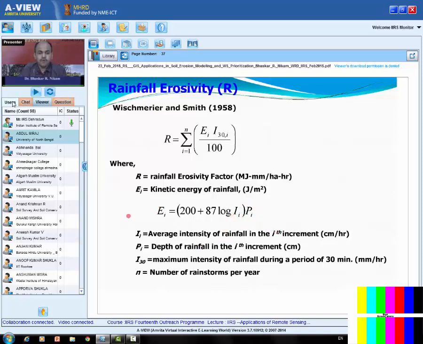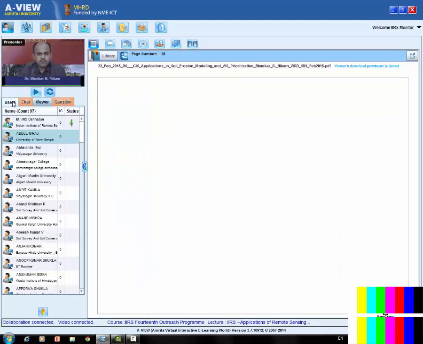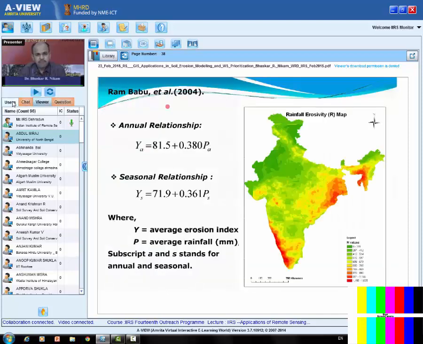But to calculate the R factor for an entire year, I need recording type rain gauge data, because I need intensity. Intensity can only be calculated using recording type rain gauge data. Now we don't have a large number of recording type rain gauges in India. To overcome this problem, Ram Babu et al. have derived a relation between annual or seasonal total precipitation and the R factor in a season or R factor in a year.